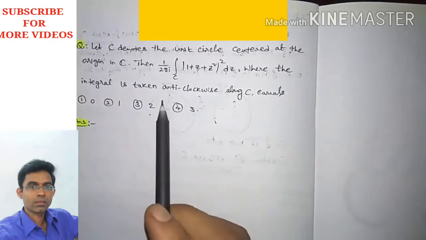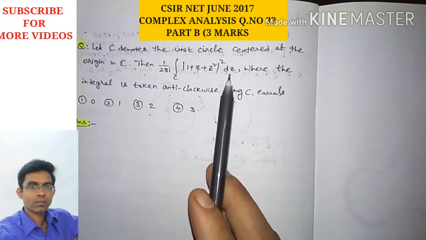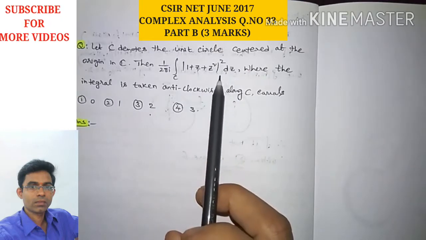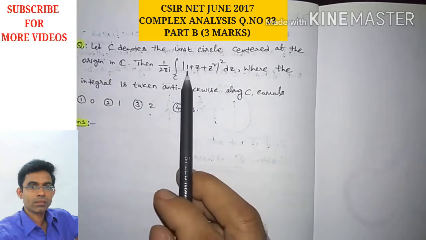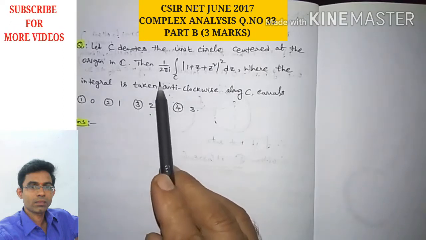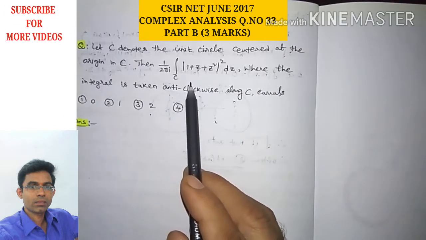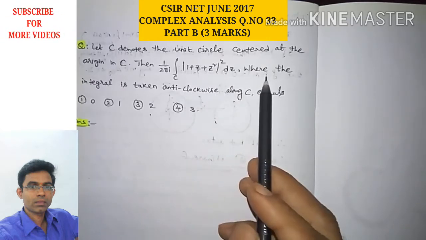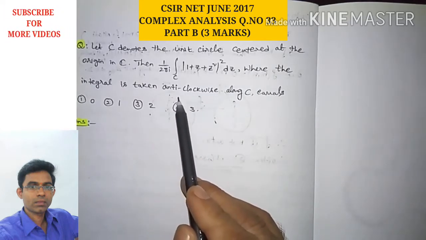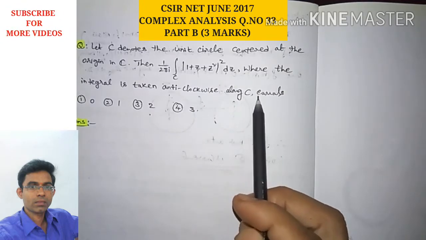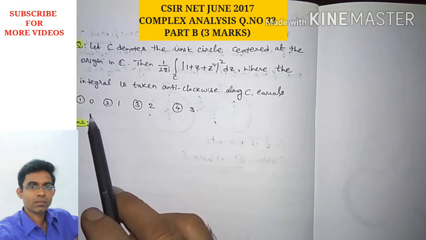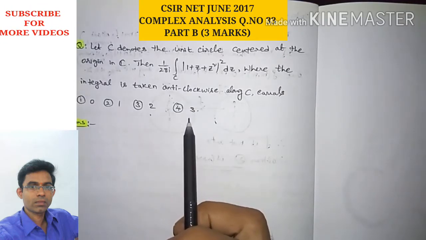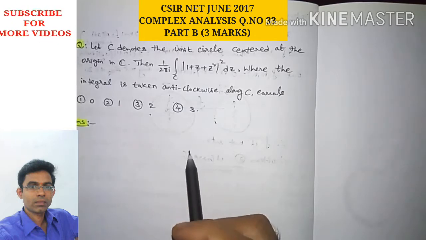Welcome to my channel. In this video, I'm going to discuss CSIR NET June 2017 complex analysis question number 33 from part B, a 3 marks question. The question is: let C denote the unit circle centered at the origin, then 1 by 2 pi i integral taken over C, modulus of 1 plus z square whole square dz, where the integral is taken anti-clockwise along the circle C, equals? The four options are option 1: 0, option 2: 1, option 3: 2, and option 4: 3. We have to choose one correct option from these four.